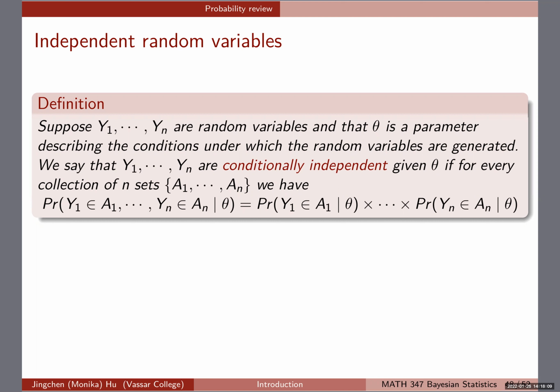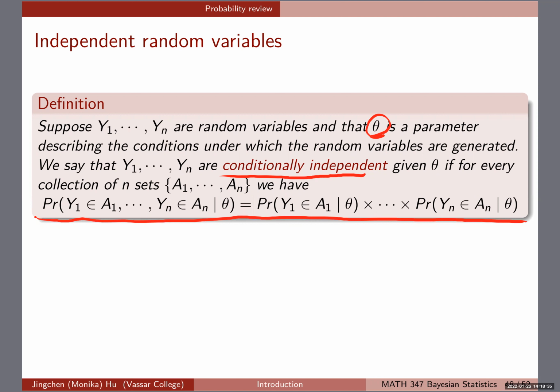So suppose y1 through yn are random variables and they share the same distribution over here. And theta is the parameter describing how they're generated. In that case, we're going to say y1 through yn are conditionally independent, because it's conditional on theta itself. And then we're able to write the joint CDF in this form.